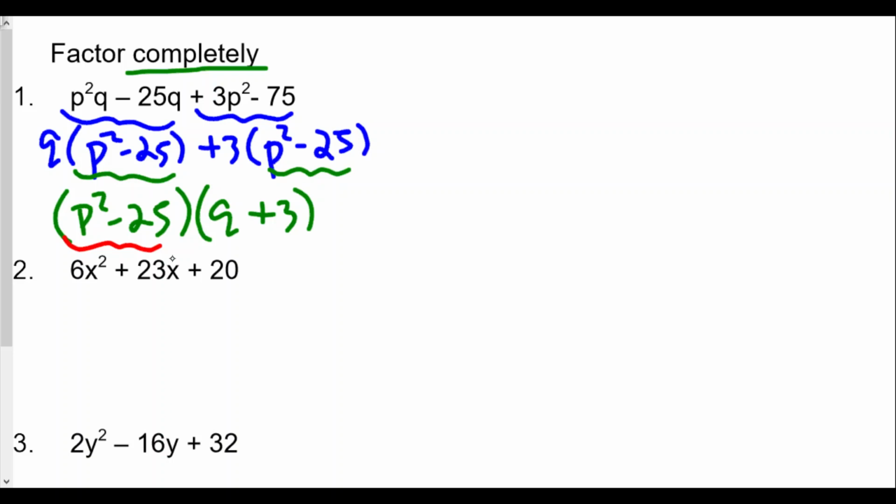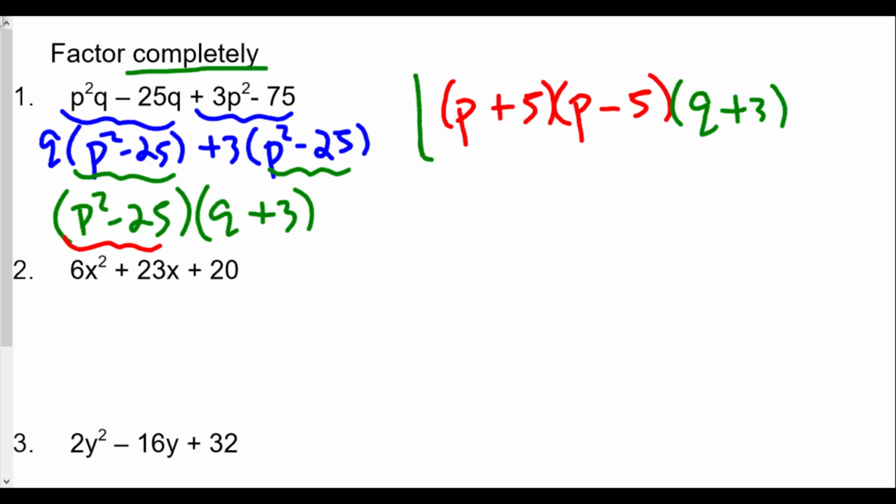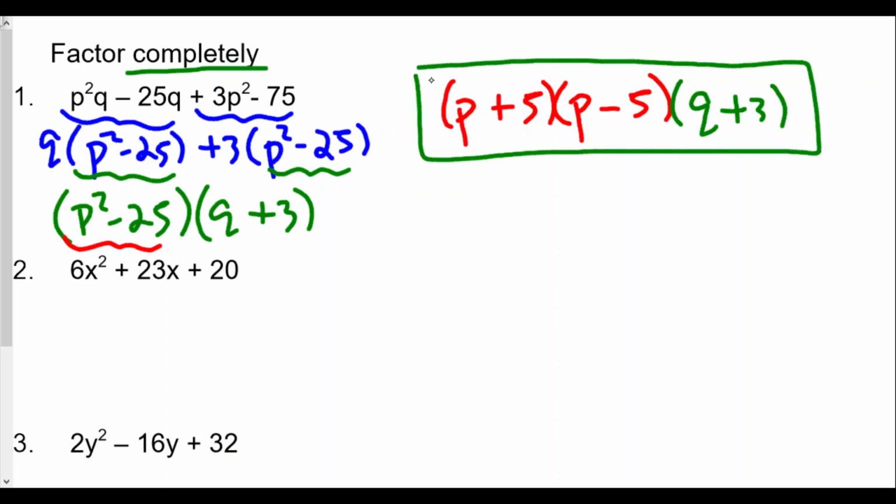And so to handle that, we're going to express p squared minus 25 by taking the square root of each term. The square root of p squared is p, and that goes in the front, and the square root of 25 is 5, and that goes in the back for each one. And of course, one is a plus and one's a minus. So we have p plus 5 times p minus 5 equals p squared minus 25. But let's not forget the other portion, the q plus 3. So the answer for number 1, fully factored, would be p plus 5 times p minus 5 times q plus 3.